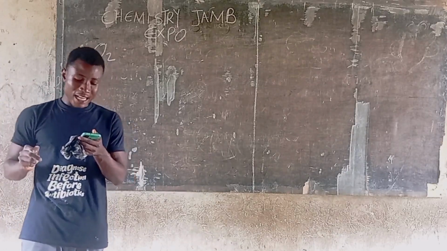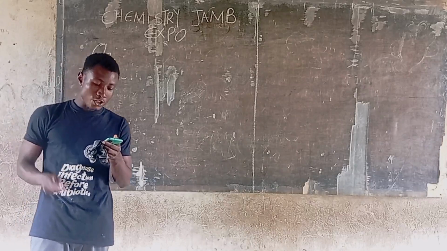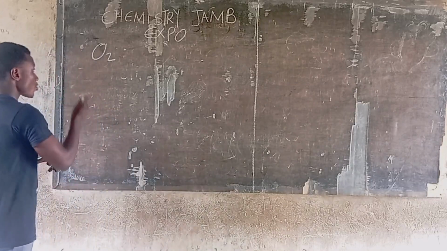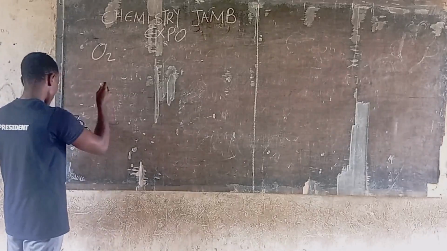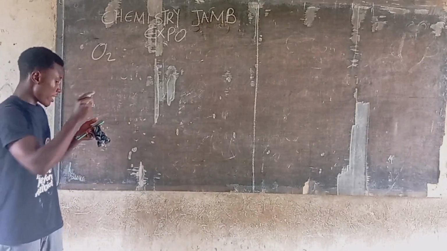using manganese oxide as a catalyst. Decomposition of hydrogen peroxide using manganese as a catalyst. So to write it down, this is what we are going to get. Remember, let me show you how we get it.